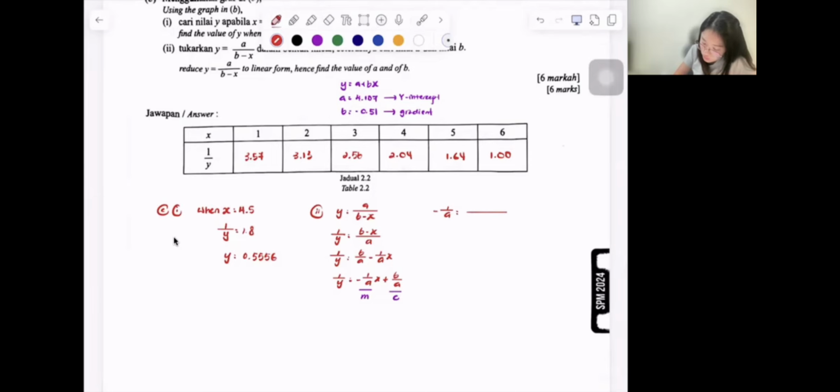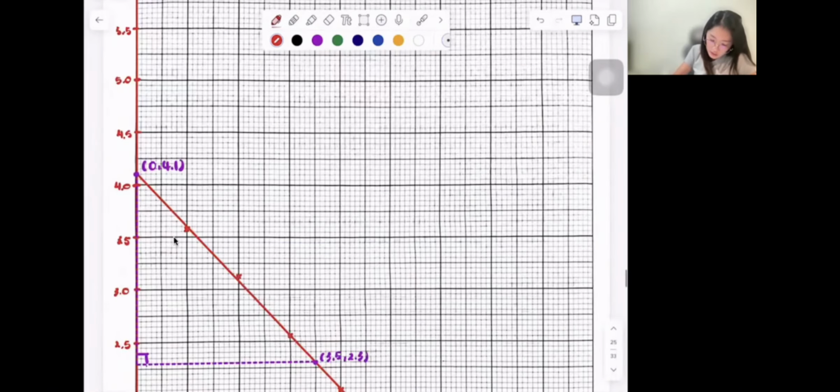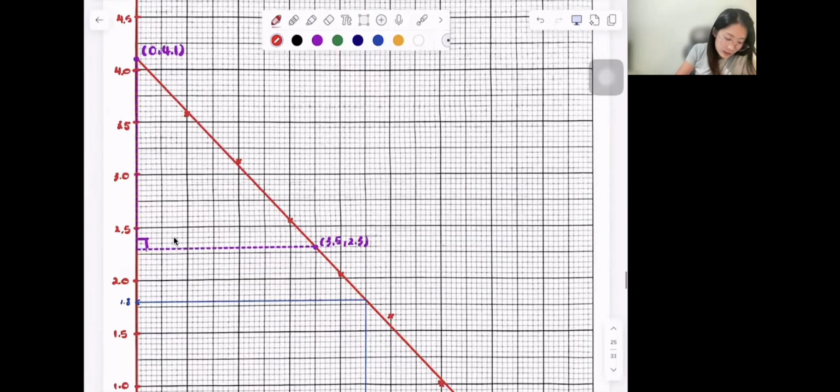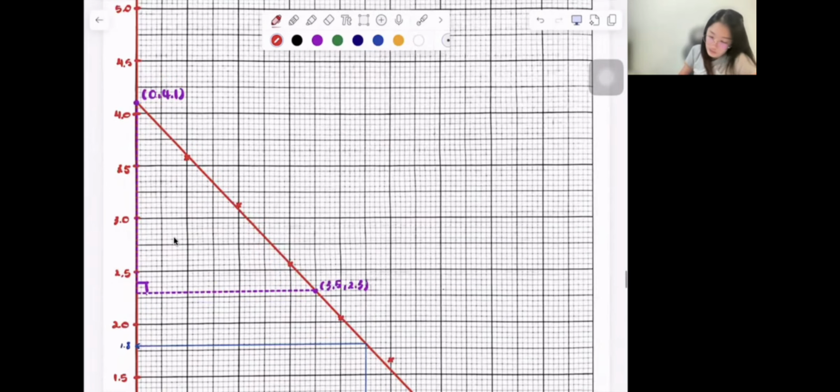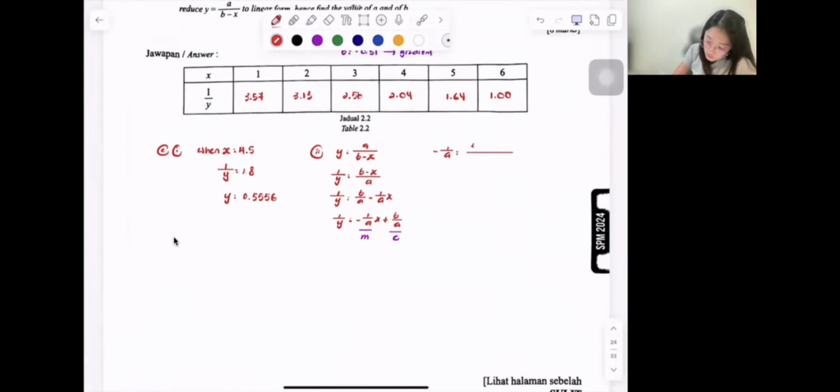So let us take the 2 points that we got just now. You can take any points that are on the line, no need to be the same as mine. So 0 minus 3.5, over 4.1 minus 2.3. What do we get here? Negative 0.5143.